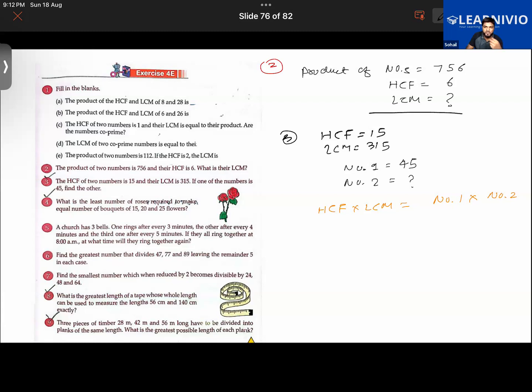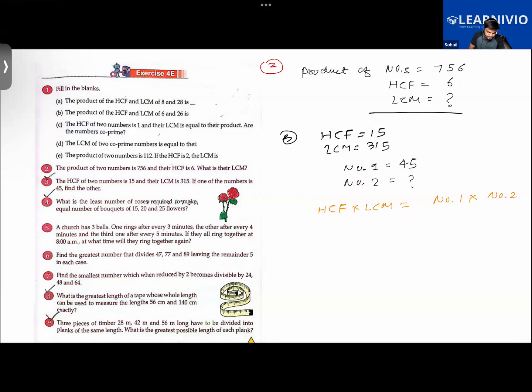But make sure that before we jump on to the calculation, you write all this also. First of all, in the question, you will write down whatever is mentioned. Write down HCF is given this, LCM is given this, whatever is mentioned in the question, first of all, write down.